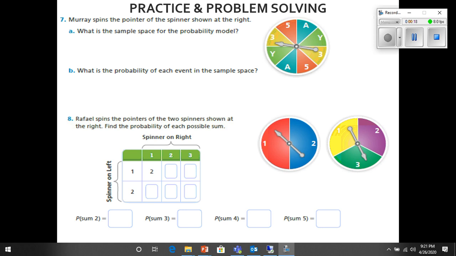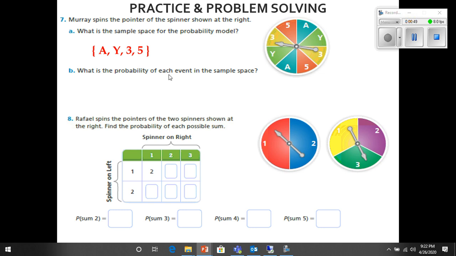Well, one might look at these and think, well, I'm just going to count the number of pies, which would be 1, 2, 3, 4, 5, 6, 7, 8. So it must be 8. But let's look closely. We see the probability model is really going to be all the possible things that can happen. Look, there's 2 A's, 2 5's, 2 3's, and 2 Y's, which means it could either land on A, Y, 3, or 5. So our probability model will be A, Y, 3, or 5.